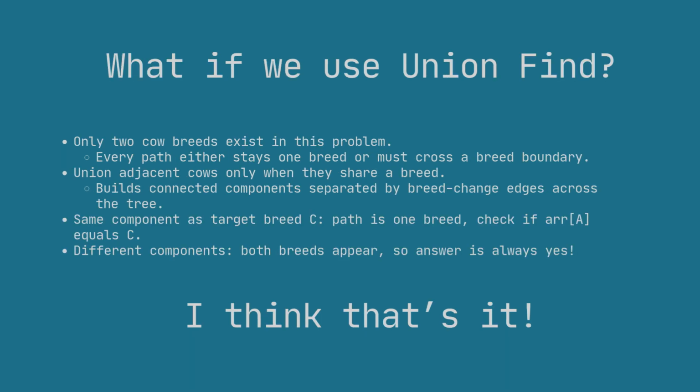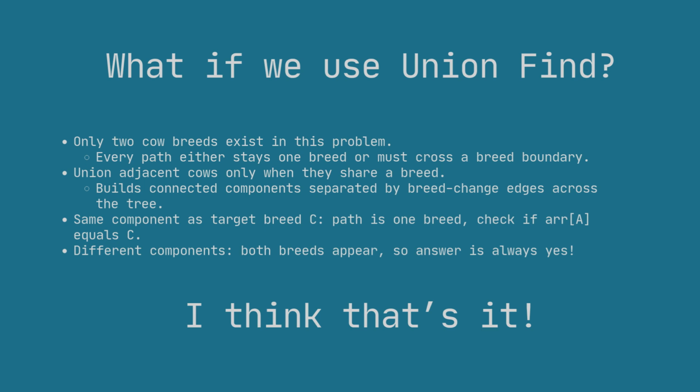Now comes a key observation. What if we use union find? Only 2 cow breeds exist in this problem. Every path either stays one breed or must cross a breed boundary. Then we can union adjacent cows only when they share a breed, which builds connected components separated by breed change edges across the tree. If A and B are in the same component, the path is one breed, so check if the breed of A equals C. If they are in different components, both breeds appear, so the answer is always yes. I think that might be it.